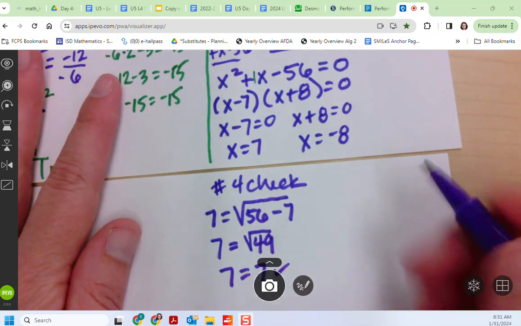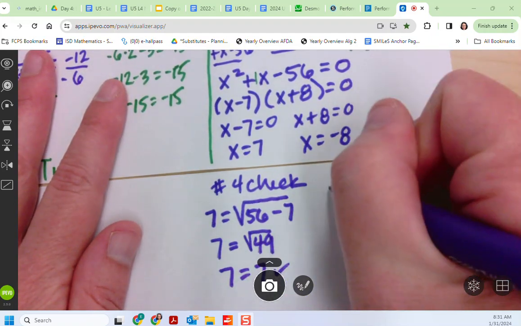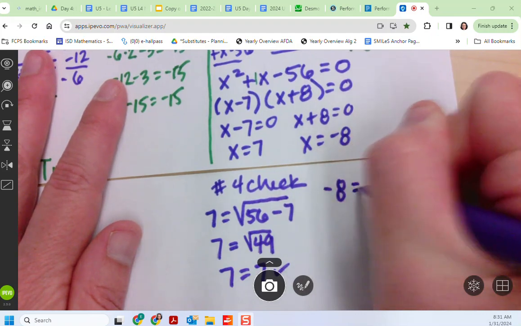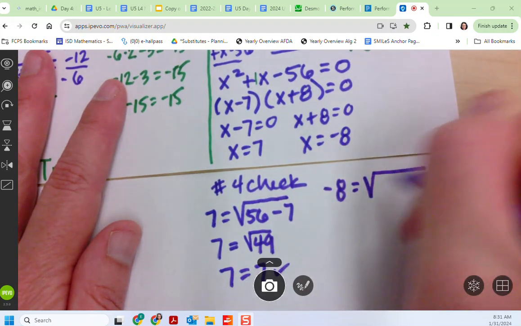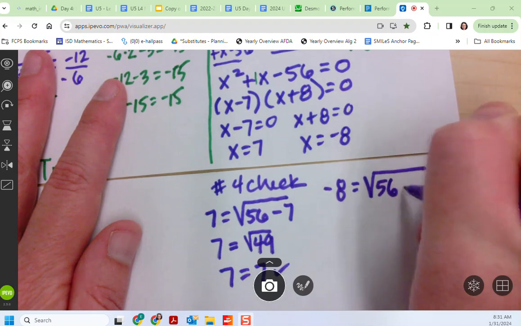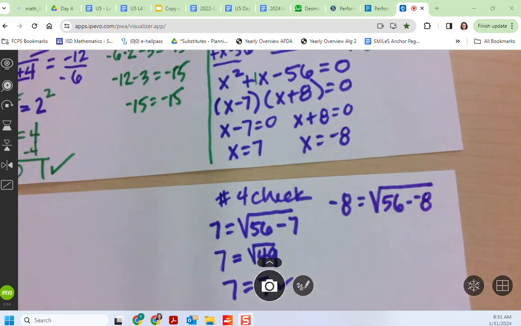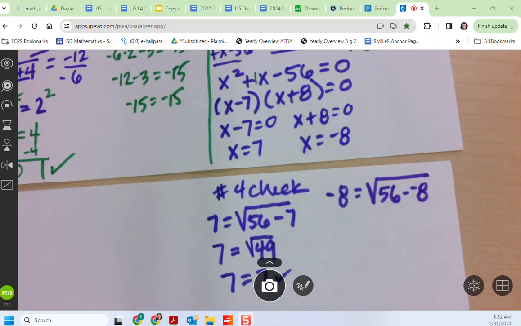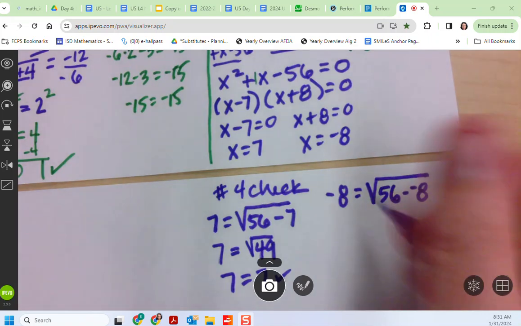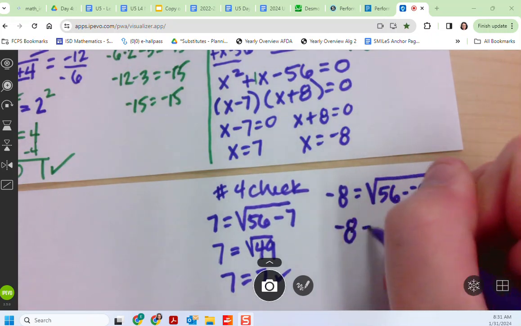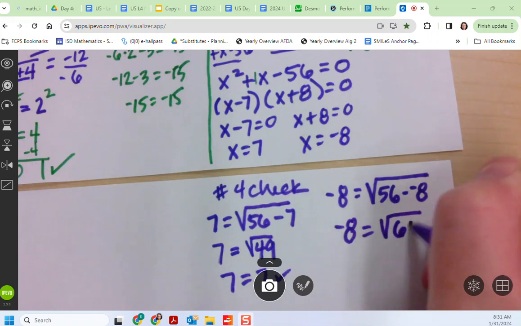All right, we're going to check negative 8. Negative 8 is equal to the square root of 56 minus negative 8. So minus negative is the same as plus, and I get the square root of 64. So I get negative 8 equals square root 64, and I get negative 8 equals 8.